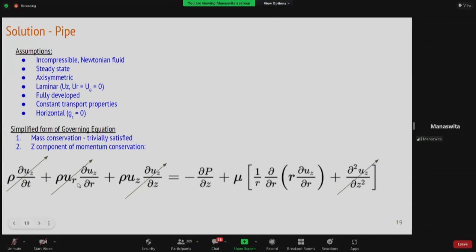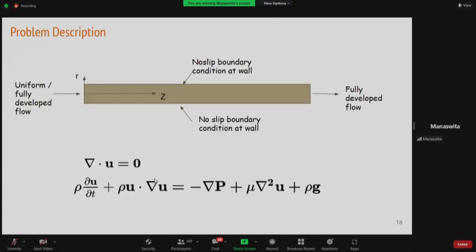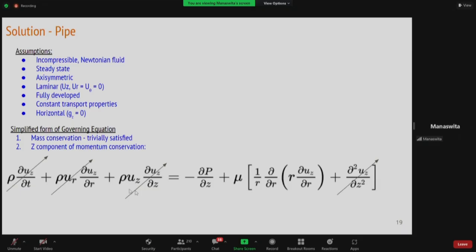Here I have written the Z component of the momentum conservation equation. I forgot to mention, look at this, the momentum conservation equation is a vector equation. So that means it has 3 components. Here we have written only the Z component of the equation because the other 2 components are not relevant. You see, it is axisymmetric flow through a pipe. We can always assume it is axisymmetric.